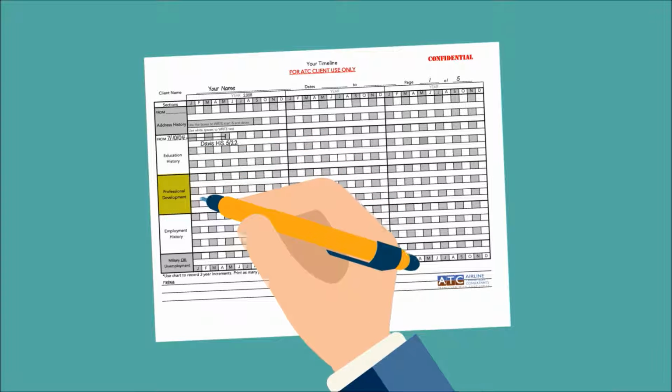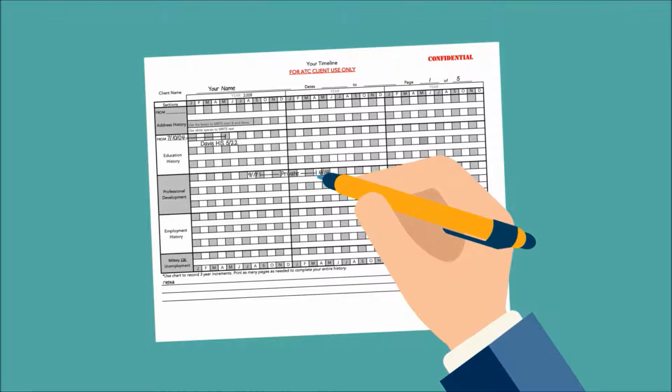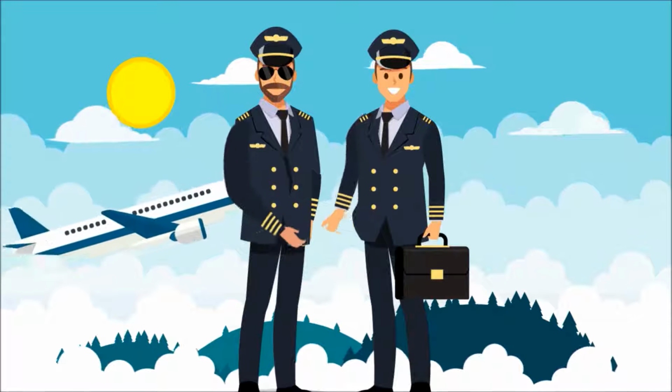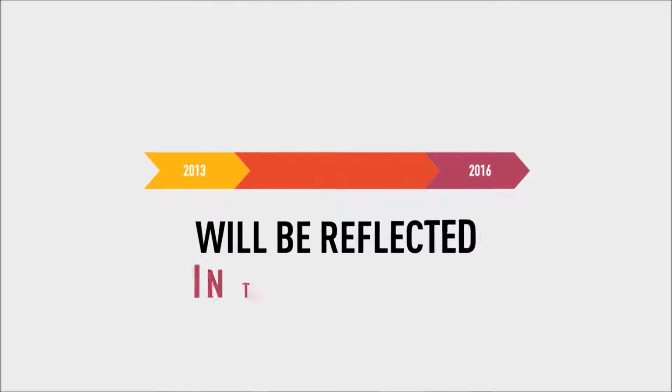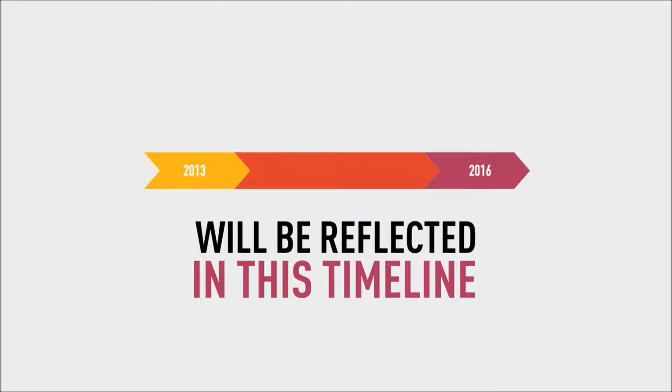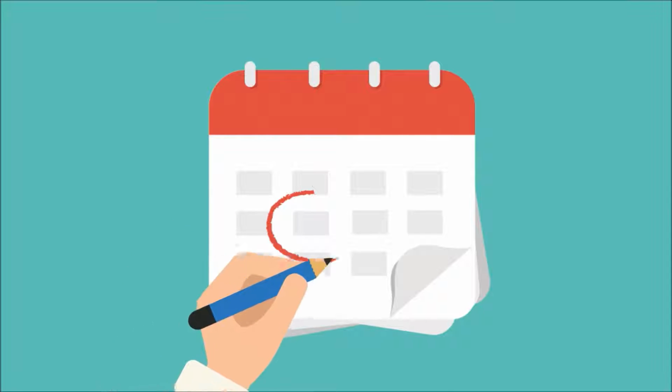In the Professional Development section, you will plot each certificate or rating as you received it. The end date is always the successful check ride date. Any data in your application that has a from and to date associated with it will be reflected in this timeline. The idea here is that you are plotting the days that you stated you did something.